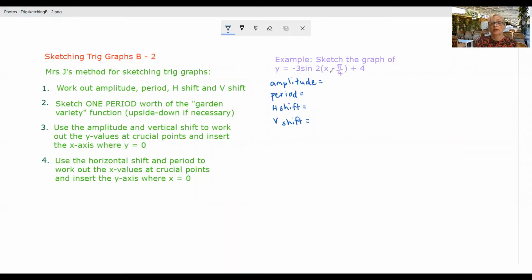So let's do that for this example here. It's going to be an upside down one. So let's just make note of that. Okay. What's our amplitude going to be? Our amplitude is going to be 3.